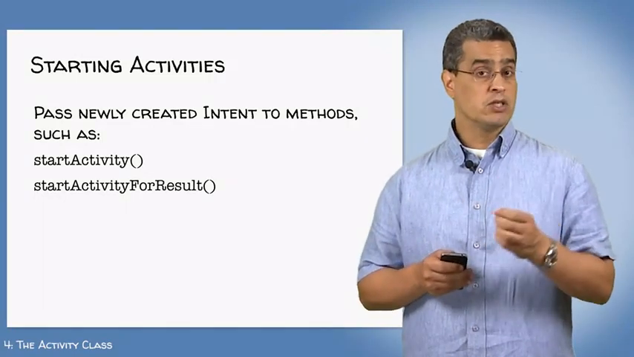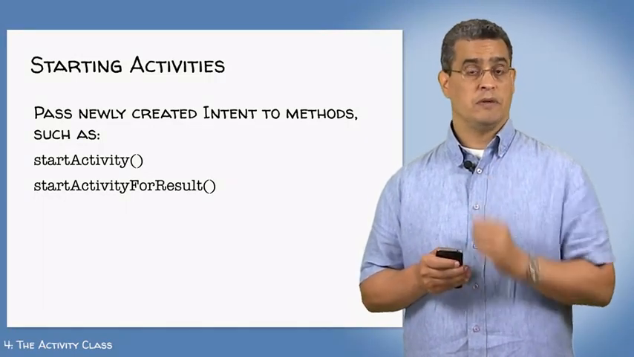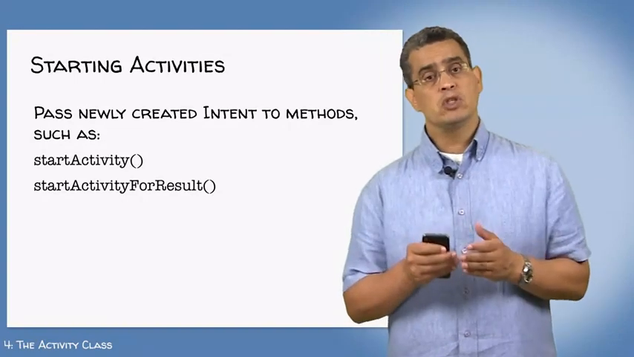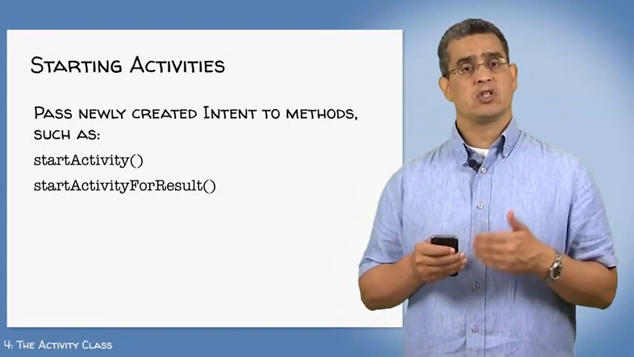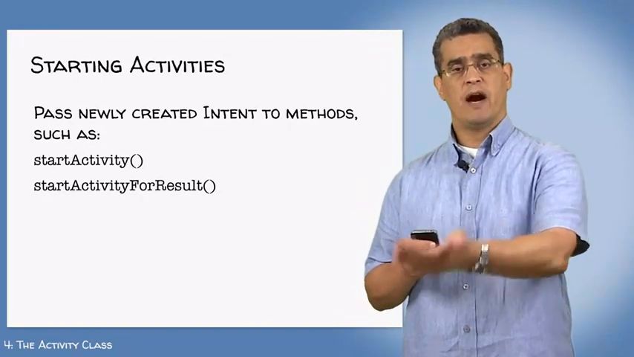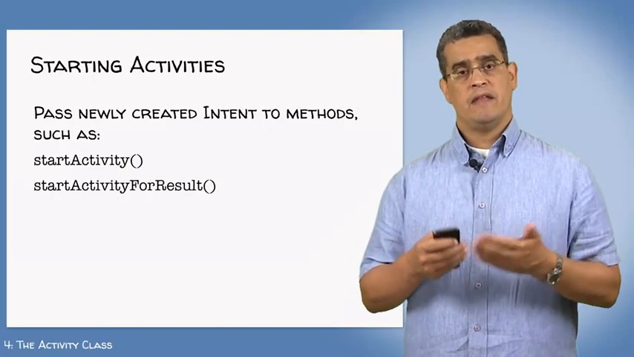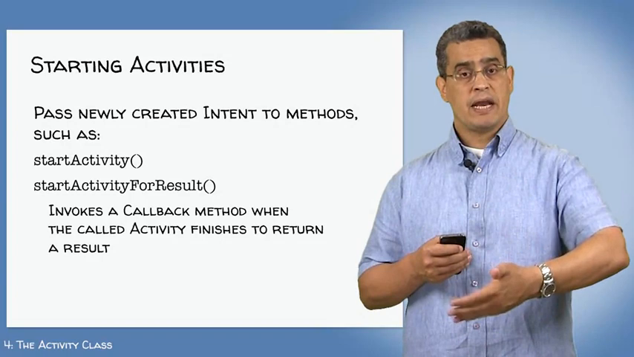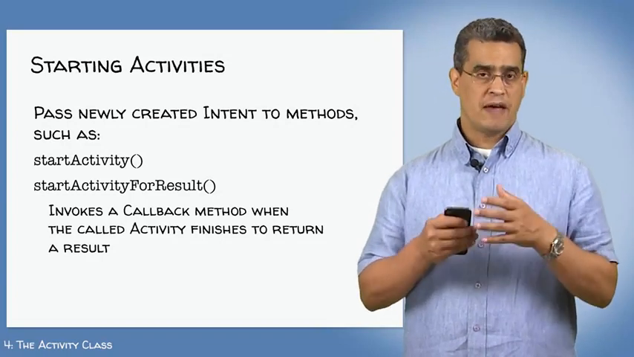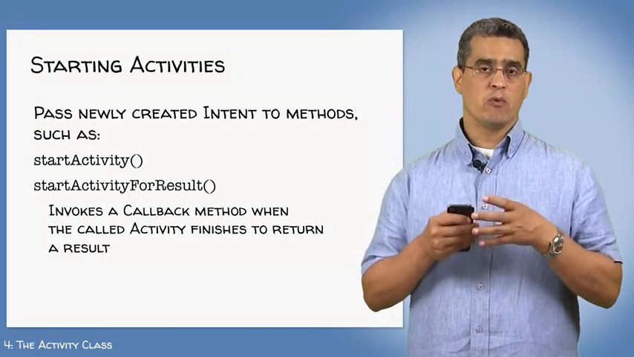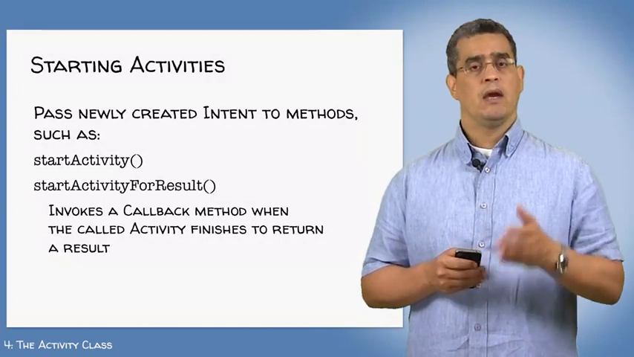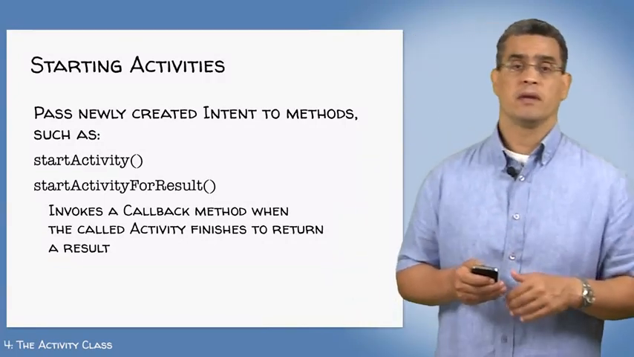startActivityForResult will also start up the desired activity, but it will do so with the expectation that the started activity will provide a result back to that calling activity. And in this case, the result is communicated back by a call to that activity's onActivityResult method. And we'll come back to that in a few minutes.